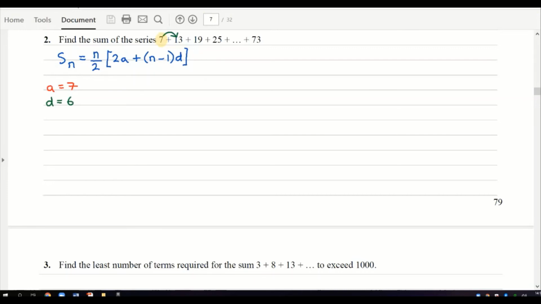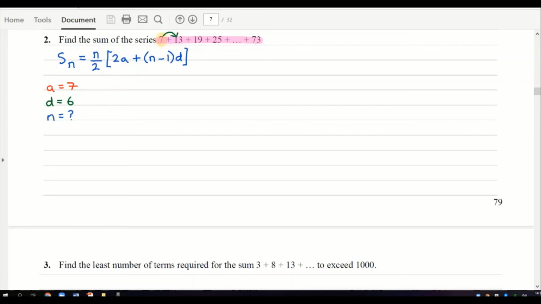Great, so we've got that. But what about the n? How many terms are we summing over? Well, at the moment, we don't know. It just says we want to add up all the terms of the series from 7 up to 73, 73 being the last term of this series. But we don't know which term of the sequence we're in. So we need to figure this out. There's a big question mark over n. We need to figure out which term we're actually in.